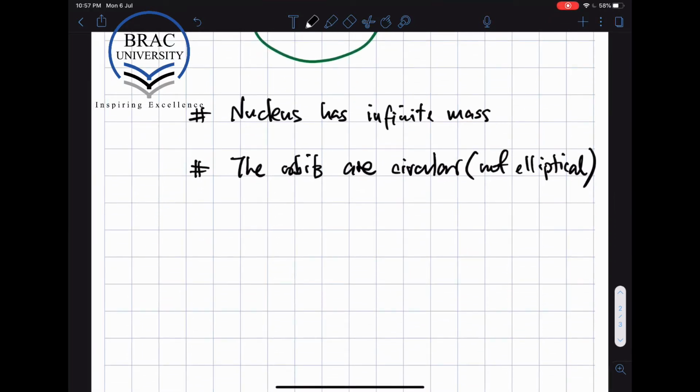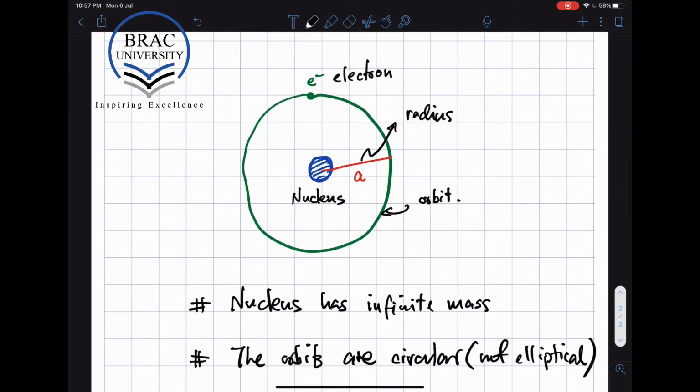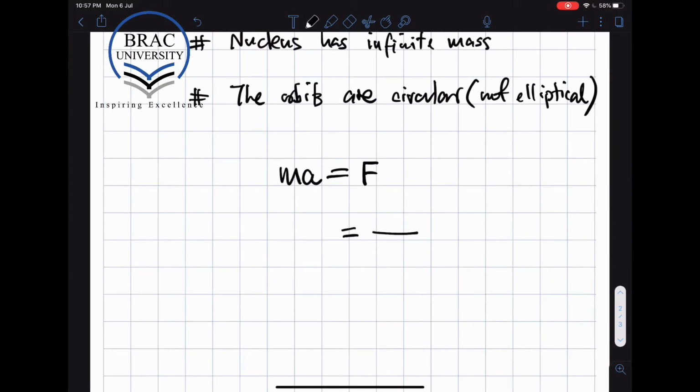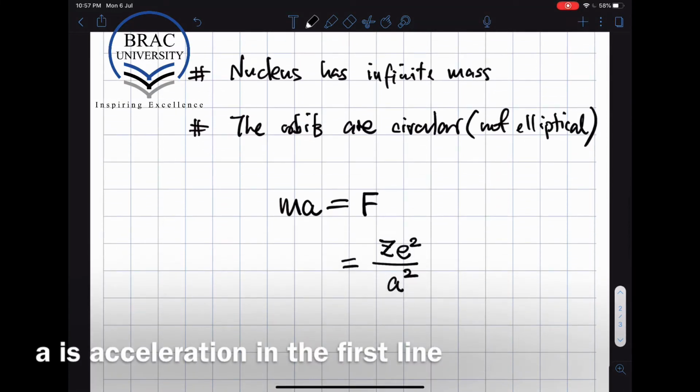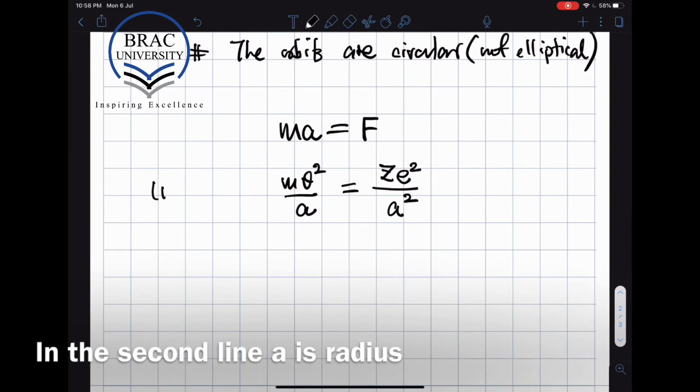So our fundamental equation is force is equal to ma. Here the force is the electrostatic force. So let's assume that our nucleus has atomic number Z. So the nucleus has charge Ze, and then the force felt by the electron would be Ze squared divided by A squared. So this is the electrostatic force on the electron. And let's assume that our electron is whizzing around with some velocity v. Then the centripetal force is given by mv squared divided by A. So this we can call equation number 1.